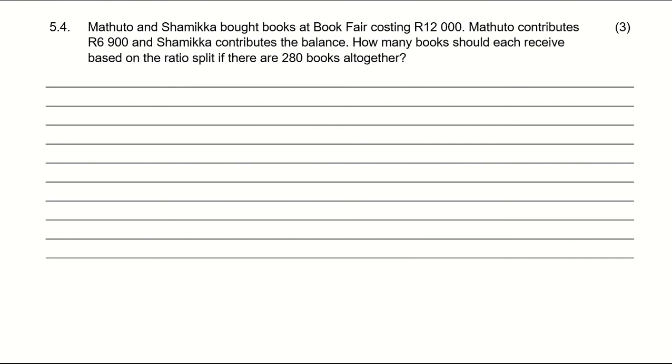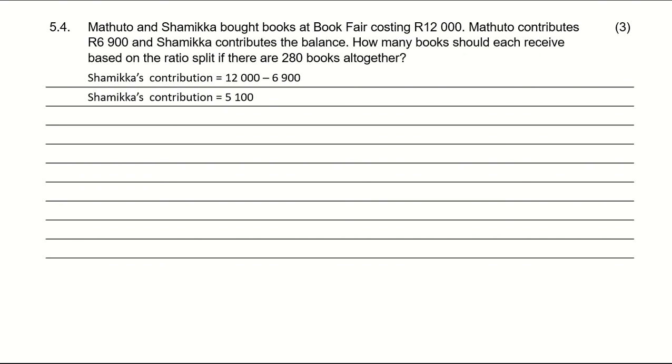Now, let's get to this here. Matito and Shamika bought books at a book fair costing 12,000. Matito contributes 6,900 and Shamika contributes the balance. So these books cost 12,000, meaning that if Matito contributes 6,900, Shamika will contribute 12,000 minus 6,900. That means Shamika will contribute 5,100.